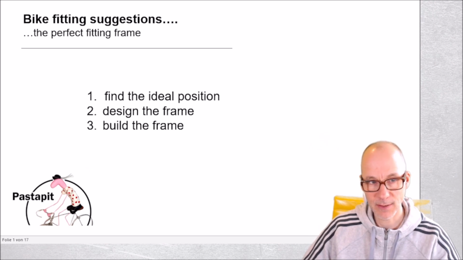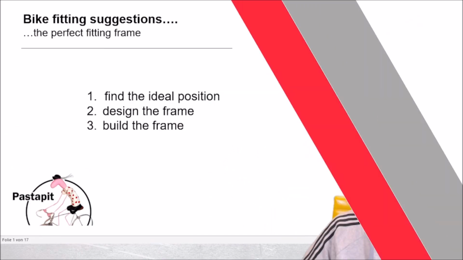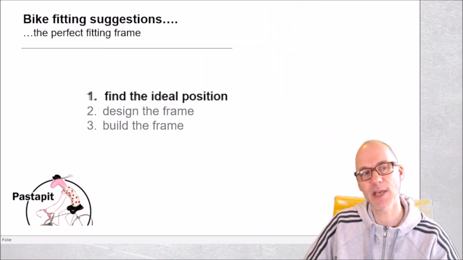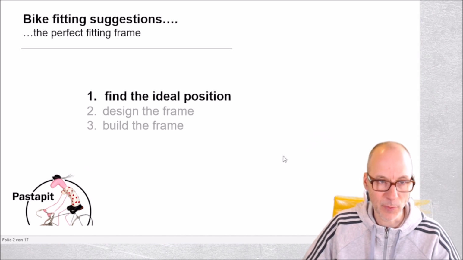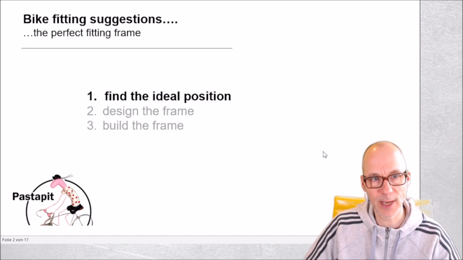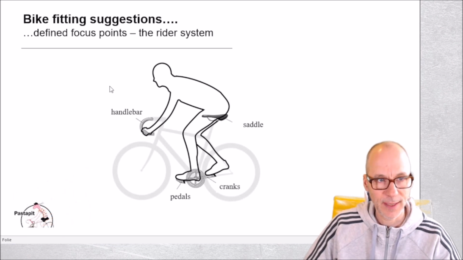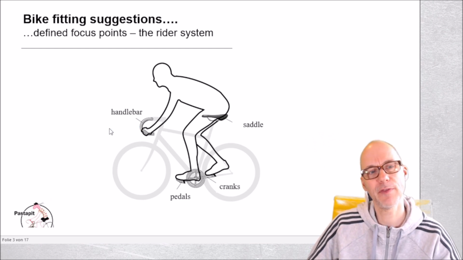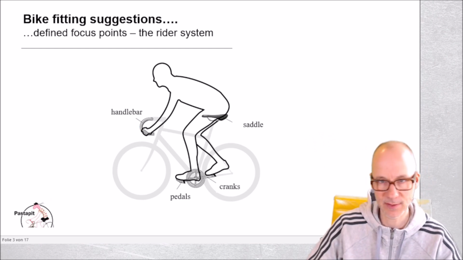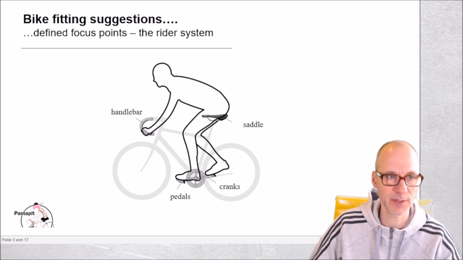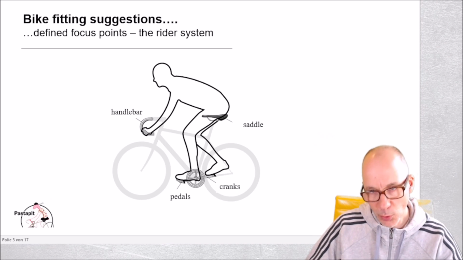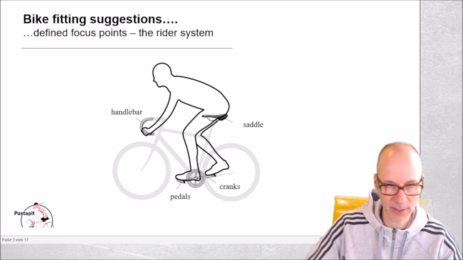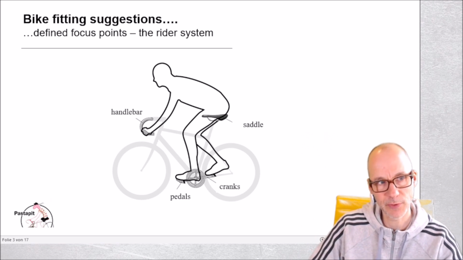So we start with part 1 of this series, how to find the ideal position of an athlete, and we focus on a race bike frame right now. If we ask ourselves how can we describe the position of an athlete, we have to speak about the rider's system, let's call it like this first. What are the defined focus points we might use to later build a frame and to describe the concrete position of an athlete?